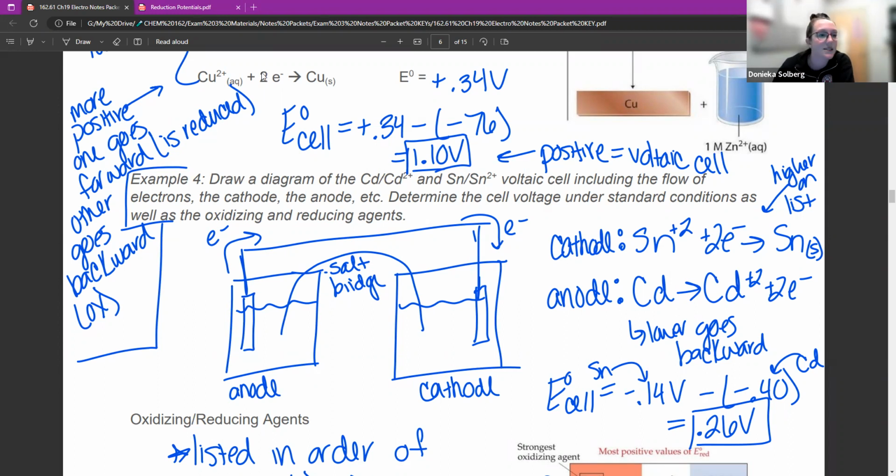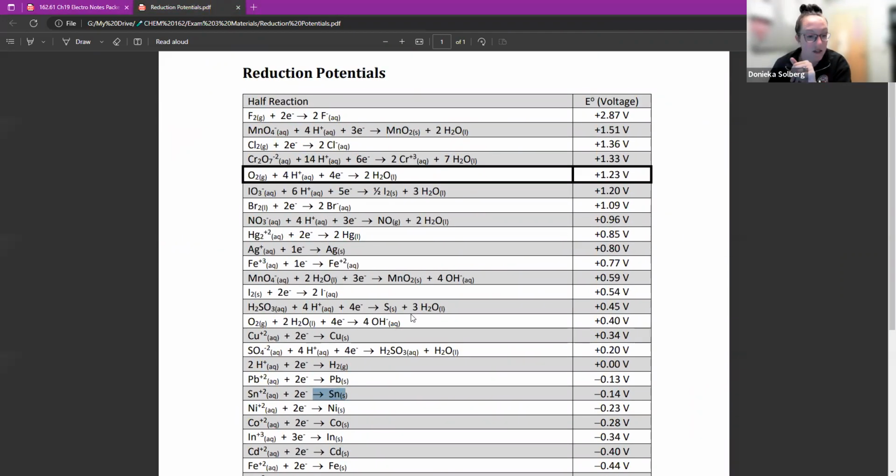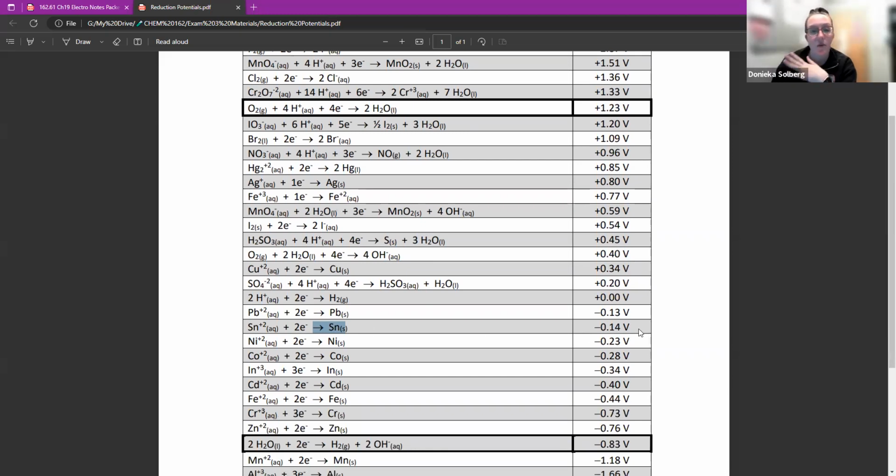Okay, so now which is which? I've got cadmium and I've got tin. So I'm going to look at my reduction potentials list. Tin is right here and cadmium is down here. So that means tin is going to go in the forward direction. It is going to be reduced because this is a reduction list. That's negative 0.14. And then cadmium is the one that's going to be oxidized, and it is negative 0.40.